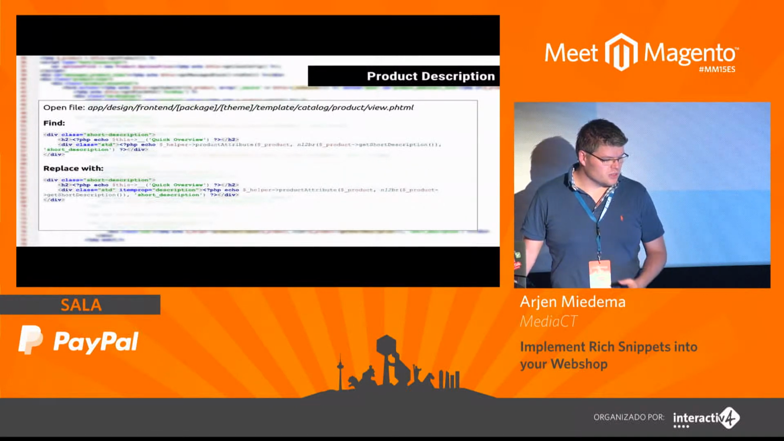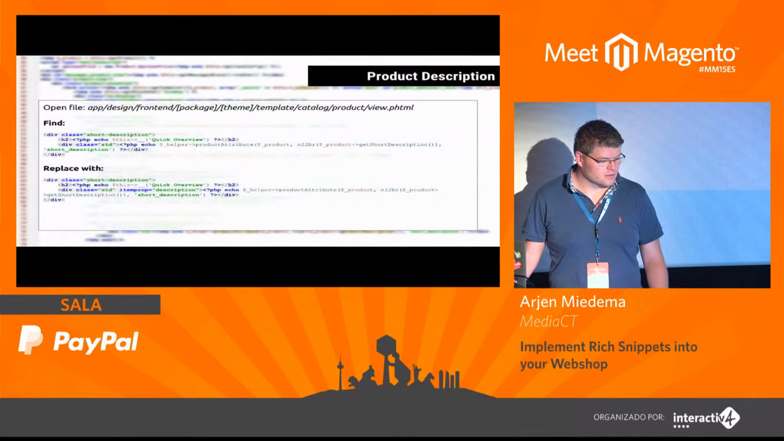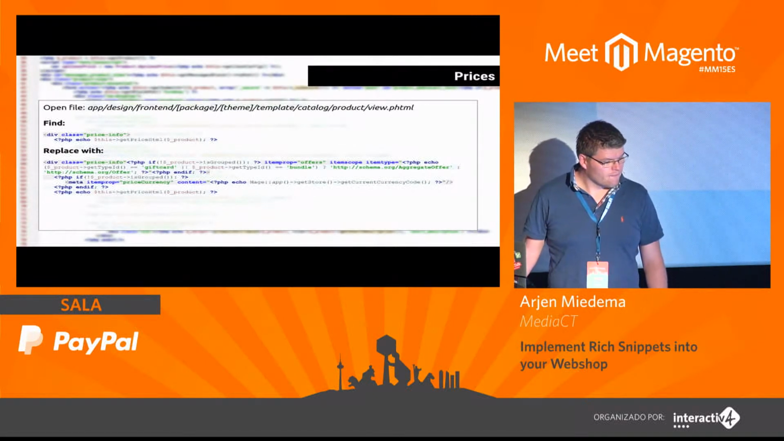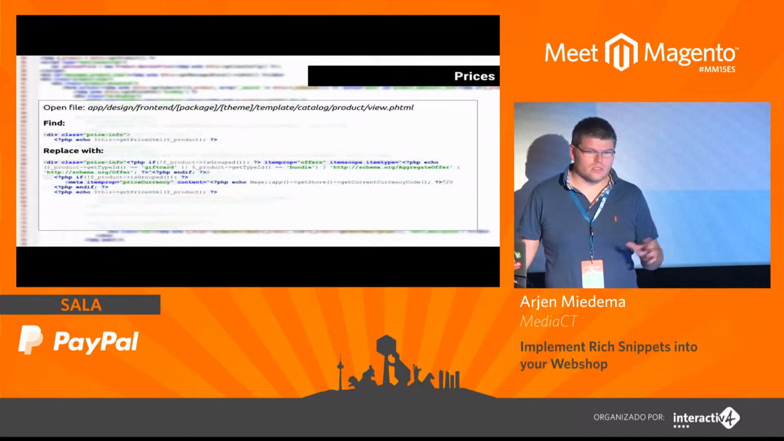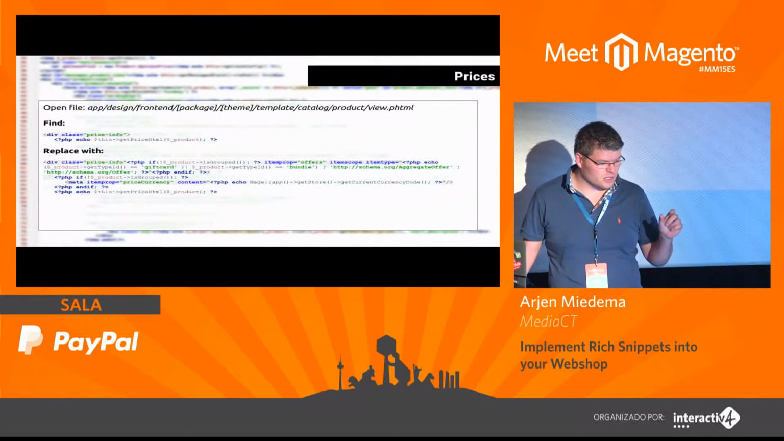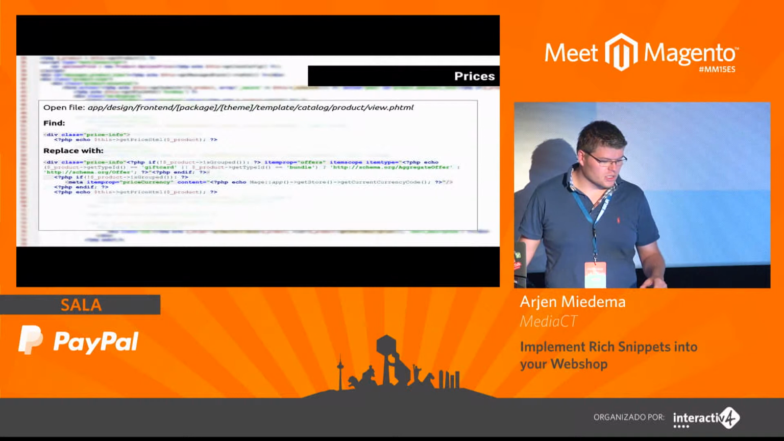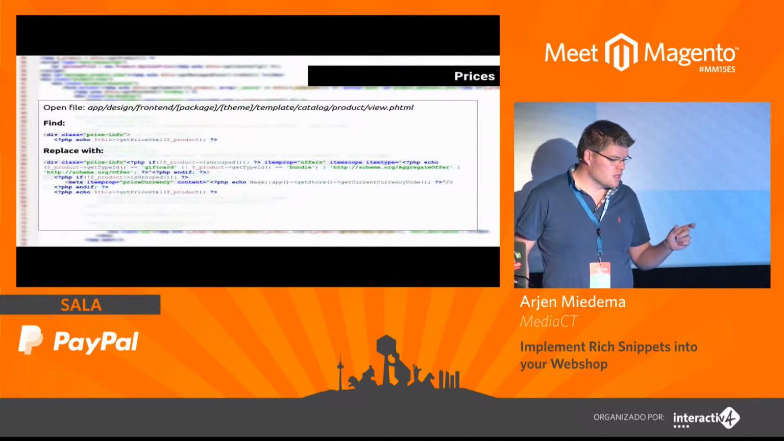The product description is kind of the same. You just add an item property to it, and it will parse it to your rich snippets. The prices, it's two types. First of all, you want to make sure that there is actually a price. For example, a bundle does not have a fixed price, so it's working a little different. Then you get an aggregate offer, and for simple products you get a normal offer.